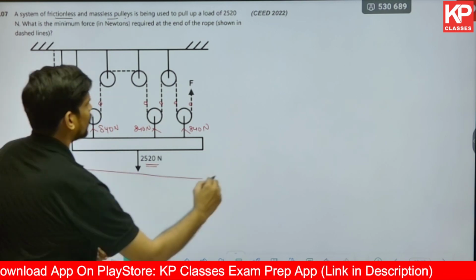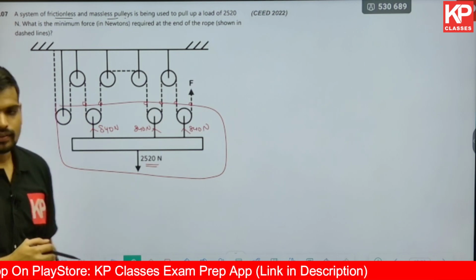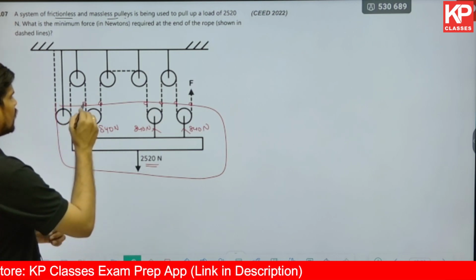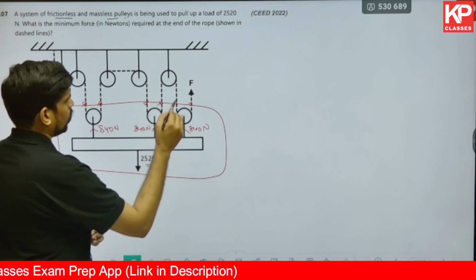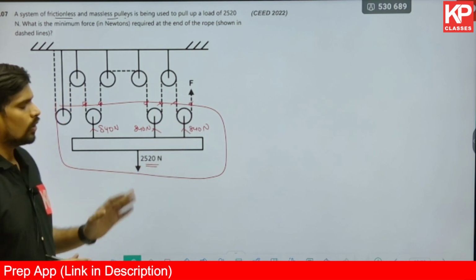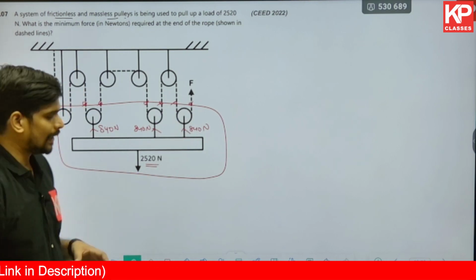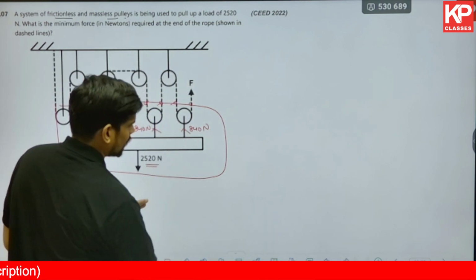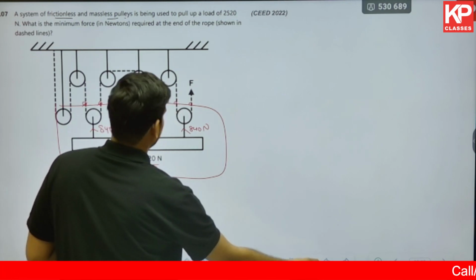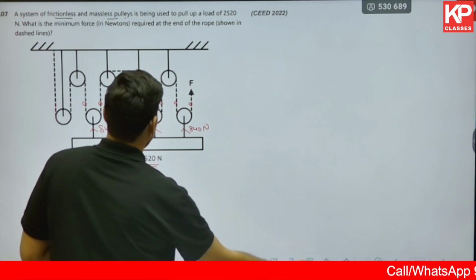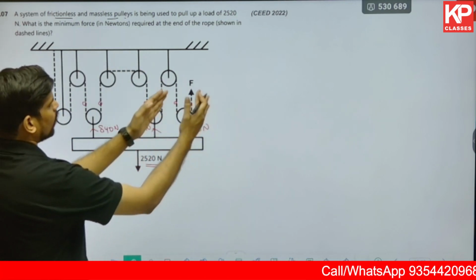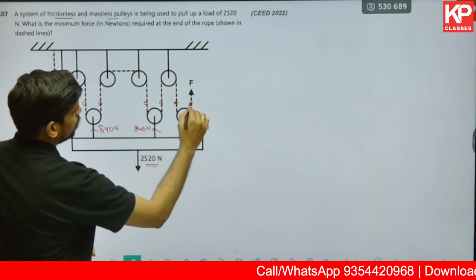Alternatively, you can directly draw a free body diagram through all the supports, and you can observe that the load is distributed onto 1, 2, 3, 4, 5, 6 points. So 2520 divided by 6, you will directly get the answer. But alternatively, you can do it stepwise like we have done. 840 first. Now this 840 has to be divided into these 2 equally.